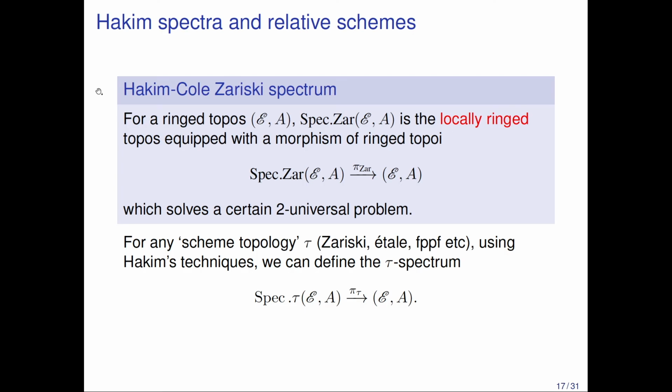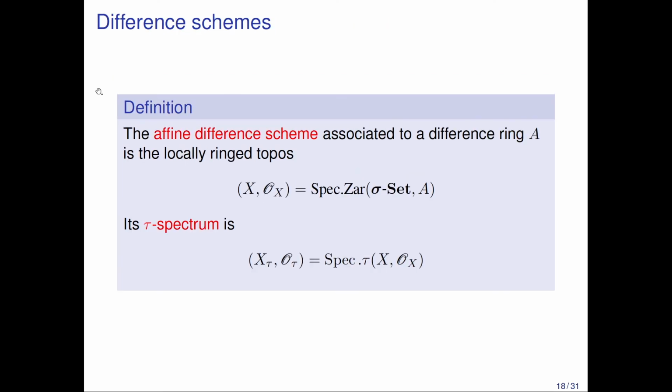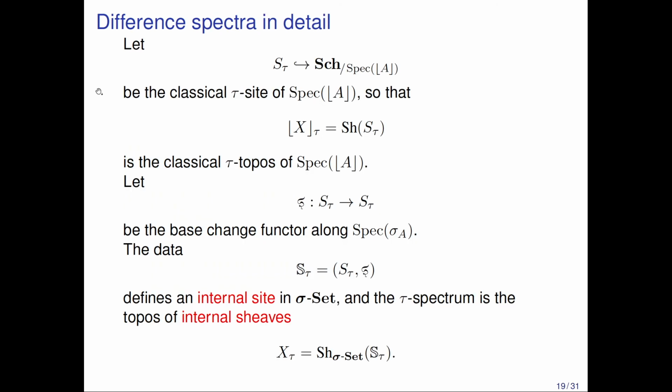So our goal is to define that the affine difference scheme associated to a difference ring A is Hakim's Zariski spectrum. And then if we, for example, want to work with a tau or flat site, then we're going to use this tau spectrum of that Zariski spectrum. And I promised to Michael that I would give the details of what this actually gives. It's a bit technical, but let's try.